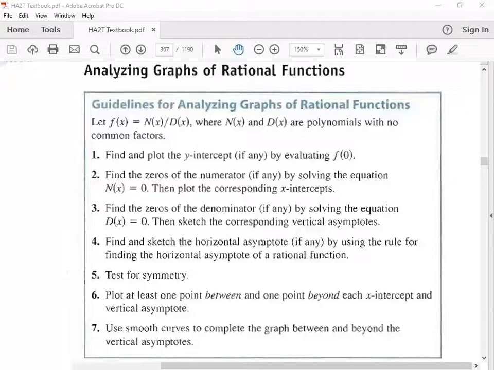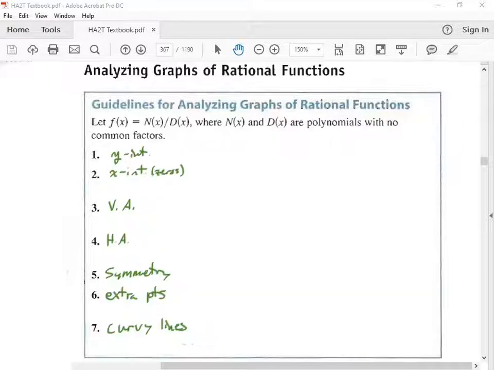All right, let's attack this, dude. 4.2, we're going to graph some rational functions. These are the guidelines that the book gives us. They're really good, but man, are they so wordy. Let me simplify this for us. Bam! Steps simplified. All right, check it out.